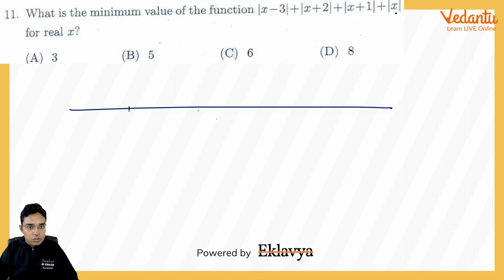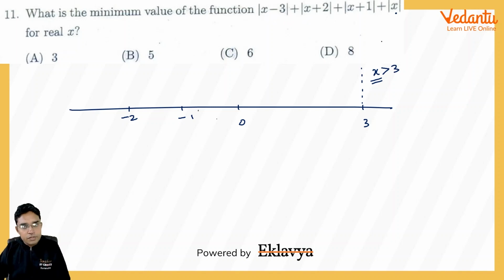So I think -2 is on the leftmost portion, then -1, then 0, and then in the end it is 3. Okay, now if I take x to be on this portion, that is x greater than 3, all the mods will be opened with positive sign, and if you do that, it will become 4x only. And if the leading coefficient of x is 4, that is positive, so on this portion the graph should be increasing.